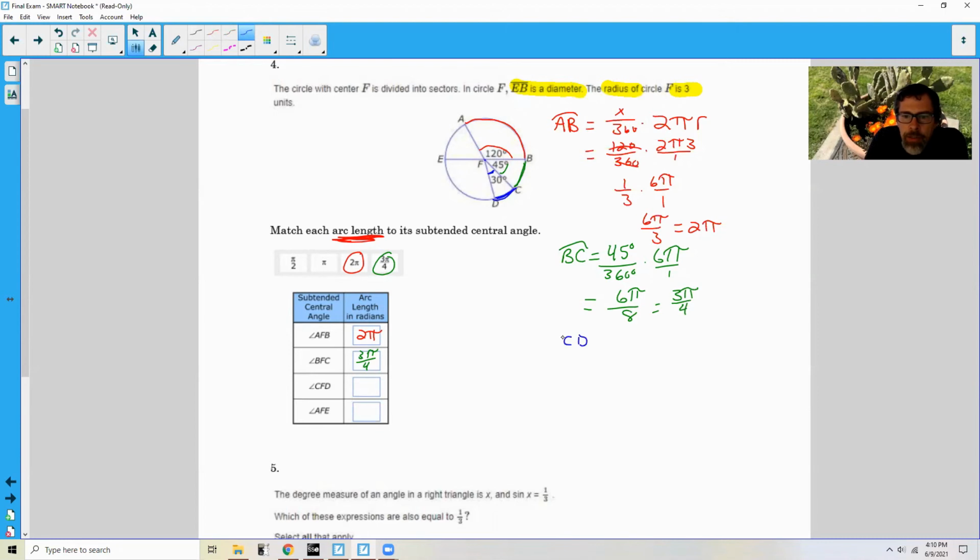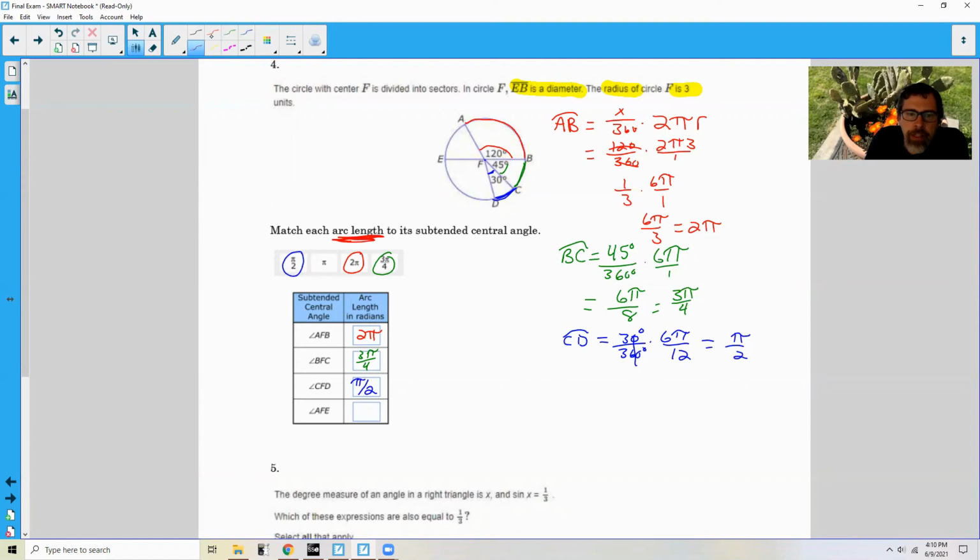So arc CD is going to equal this angle measure over 360 times 6 pi. Okay, and these reduce, the zeros cancel, 3 goes into 36 12 times. So I'll just write it over here. It's going to reduce down to over 12, and that is going to reduce down to pi over 2. So this is pi divided by 2, which was here.